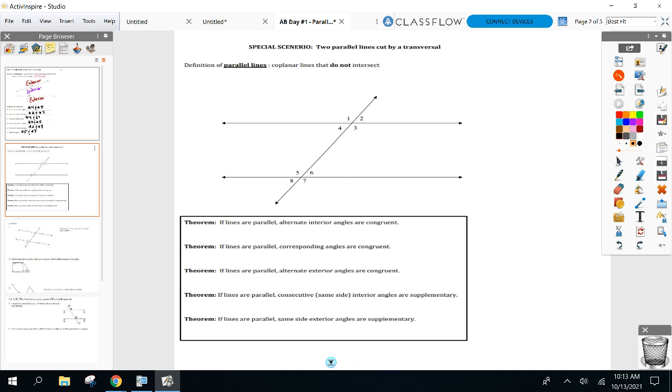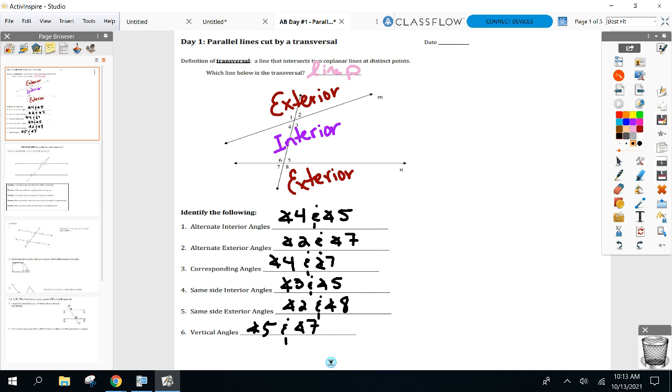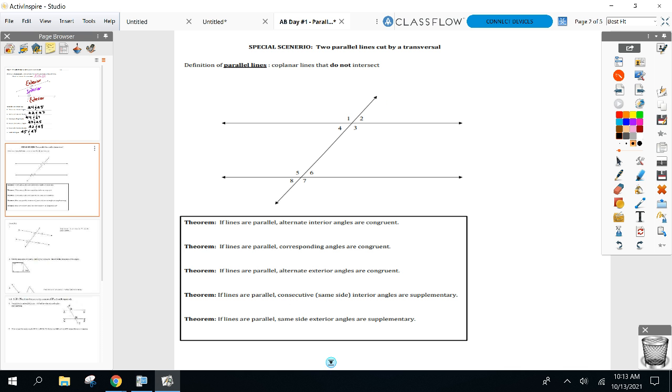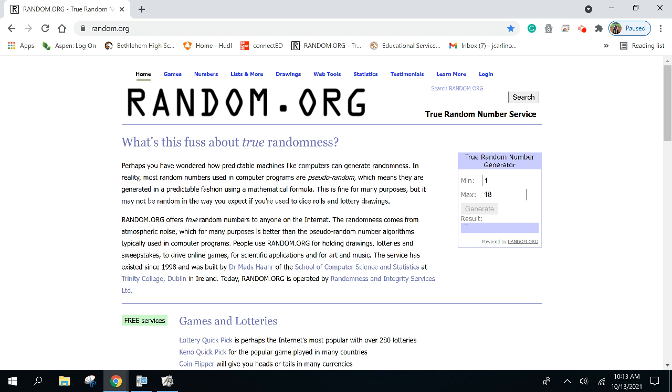Remember those lines M and N we had before? We had M and N on the first page. Now I make them parallel. They don't intersect. Now some magic happens when I make them parallel. Give me a pair of alternate interior angles in my diagram right now. I'm going to start calling on people now. Give me a pair of alternate interior angles. We just talked about them.